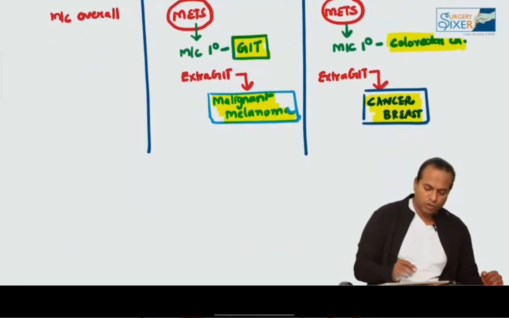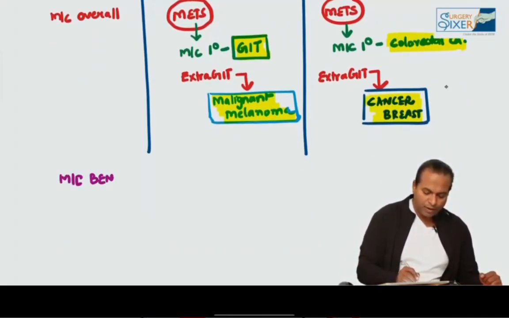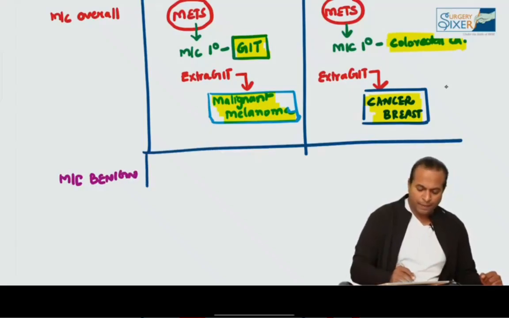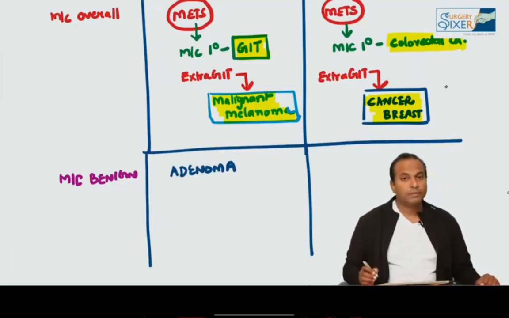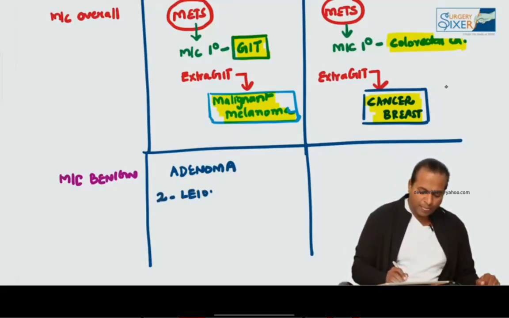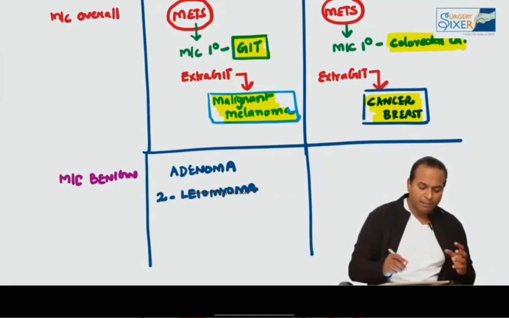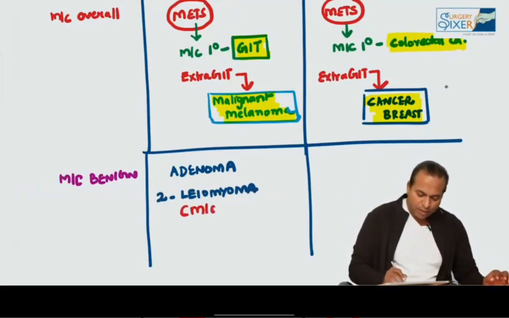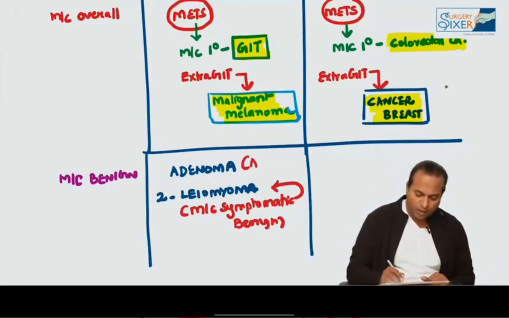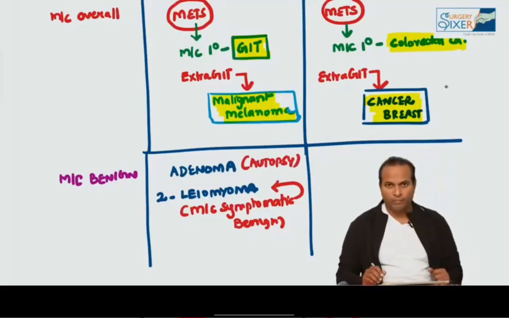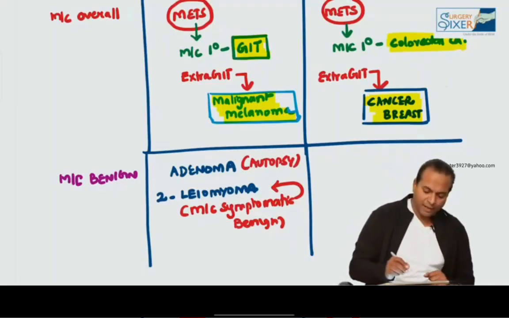Now coming to the most common benign tumor of small bowel. Most common benign tumor of small bowel is adenoma. Second is leiomyoma. There is also another question: which is the most common symptomatic benign tumor? Most common symptomatic benign tumor is leiomyoma. Overall, it is adenoma, in autopsy series, and they are mostly asymptomatic. If you ask symptomatic, the most common is leiomyoma.